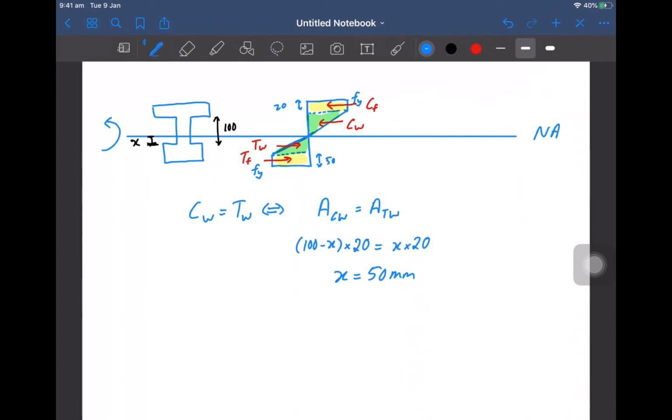So neutral axis is located X plus 50 mils. This 50 is for the depth of the bottom flange above the base. And this was 50, so it's going to be 100 mils. Okay, so that's part B.